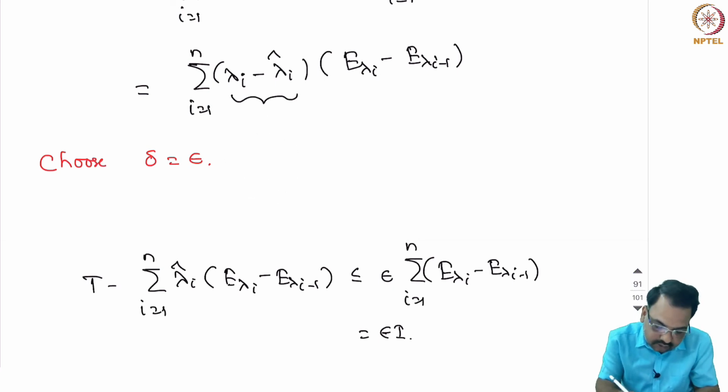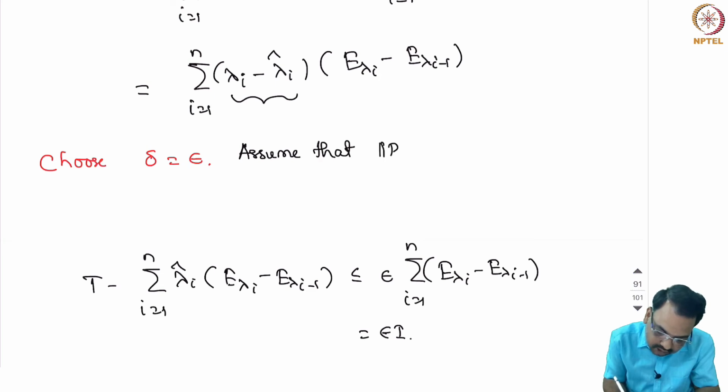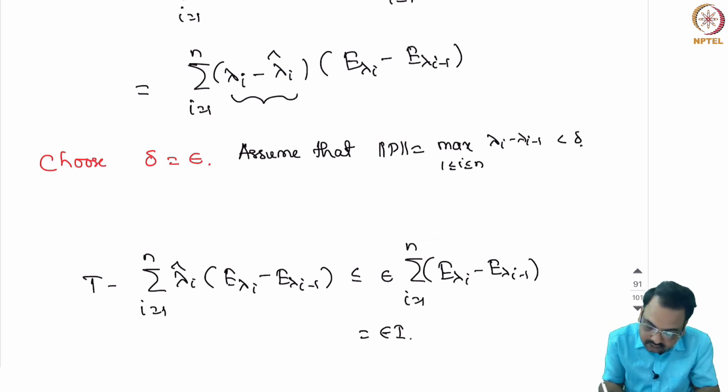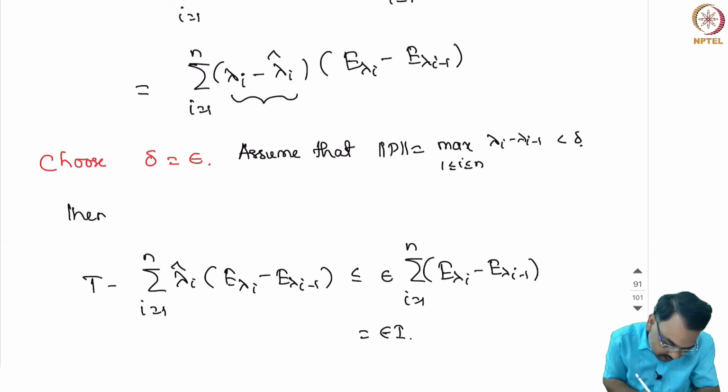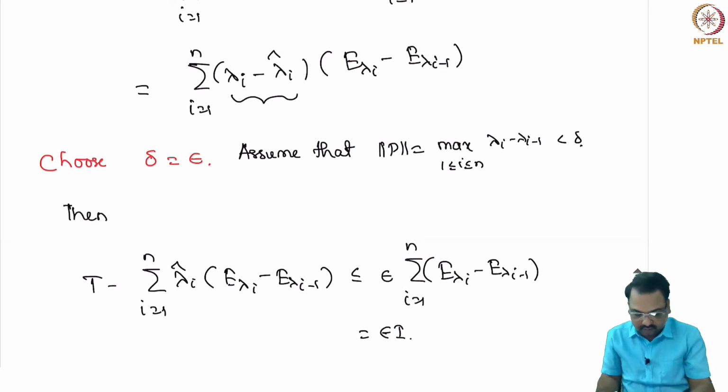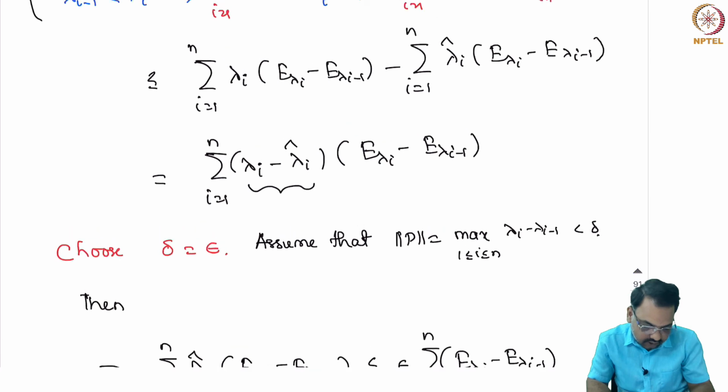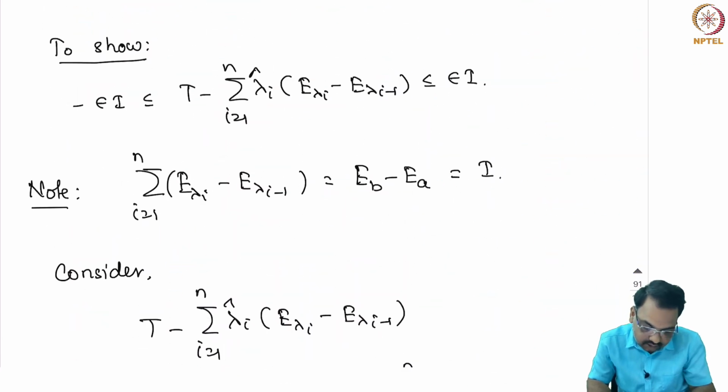So here we have to choose, assume that the norm of the partition, that is, the maximum of the length of lambda_i minus lambda_{i-1} for 1 less than i less than n, is less than delta. Then we can say that. Okay. Now in a similar way we can actually show that.